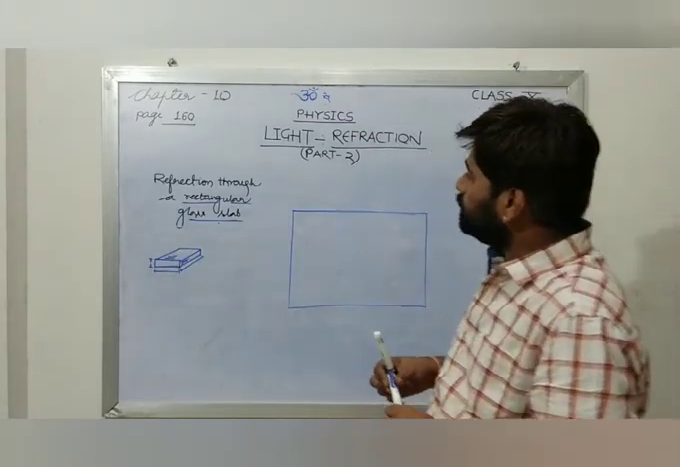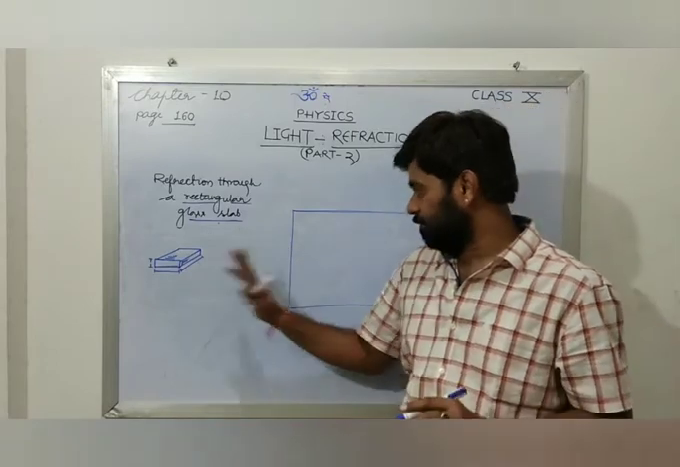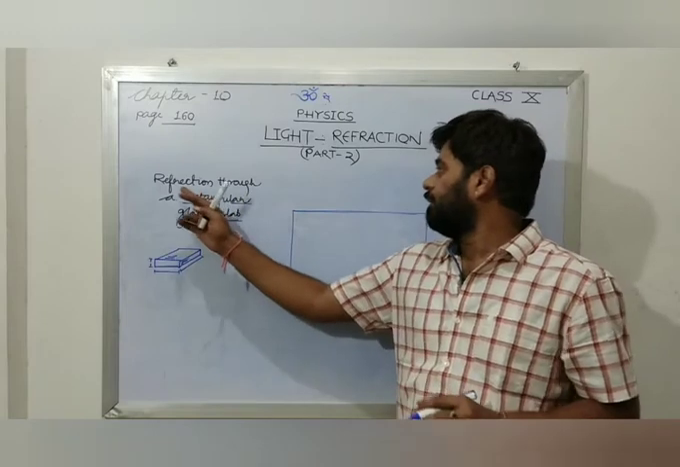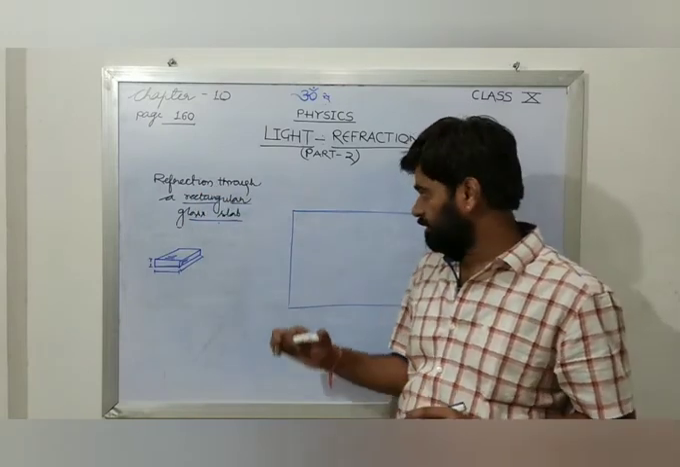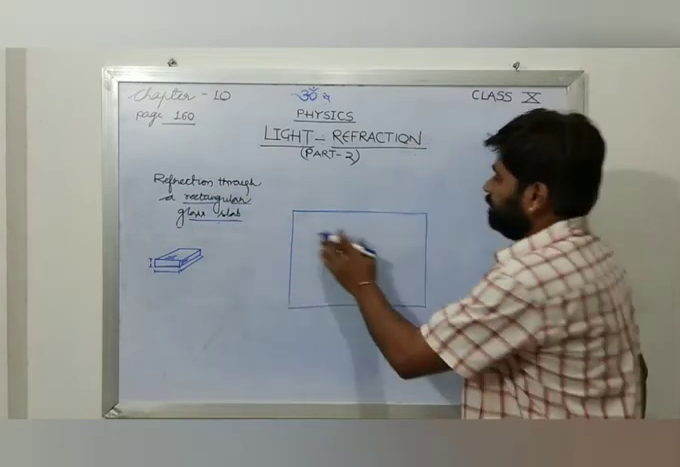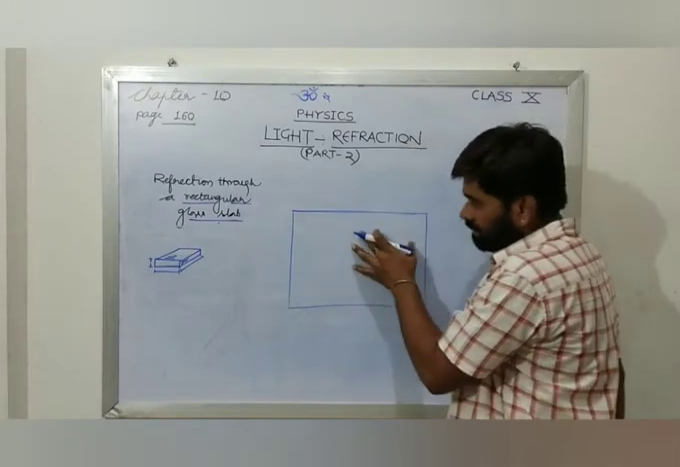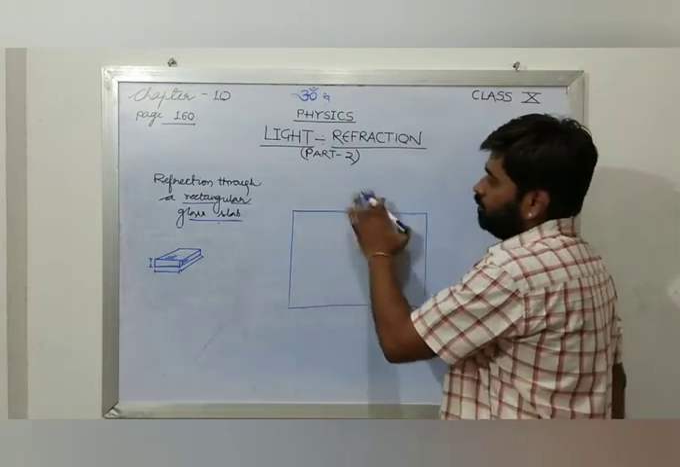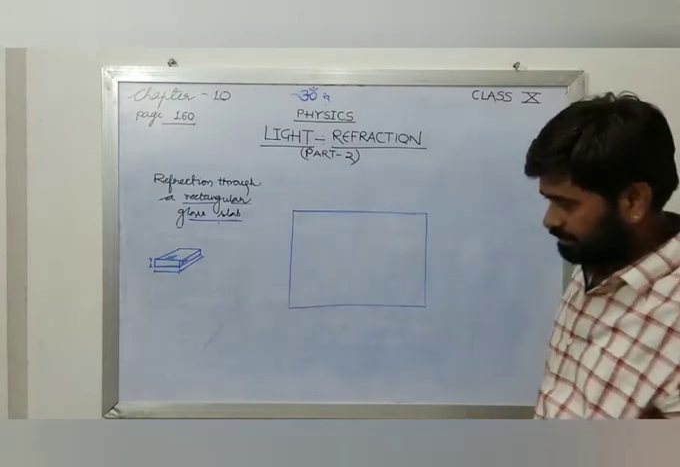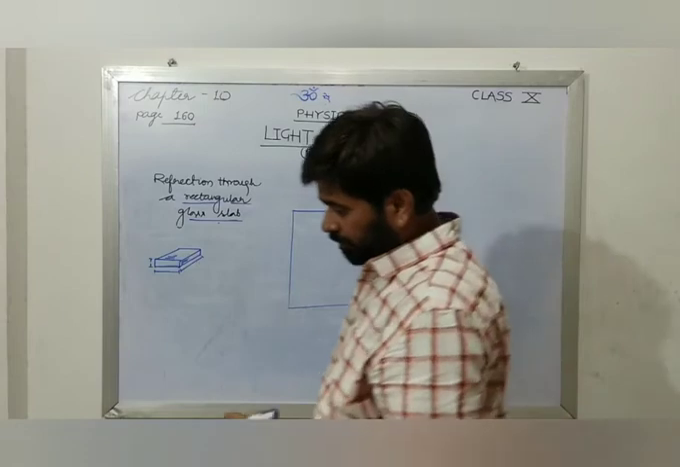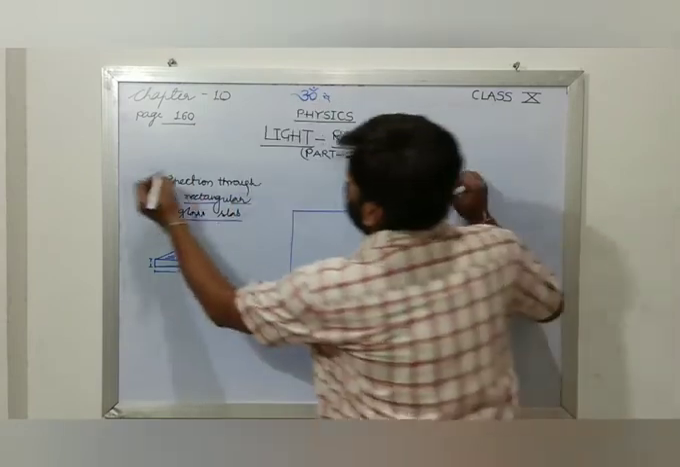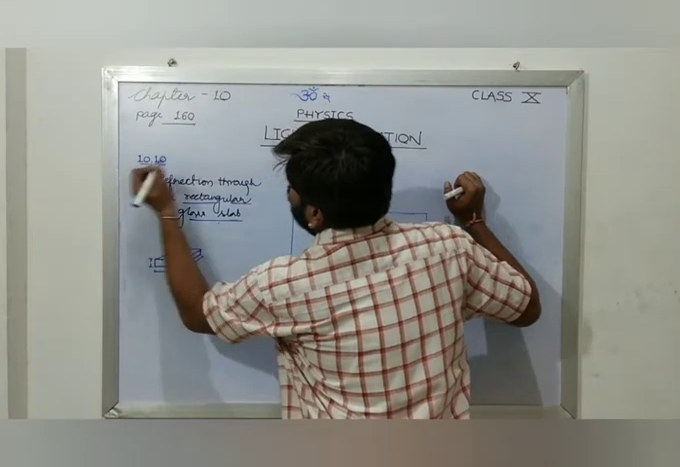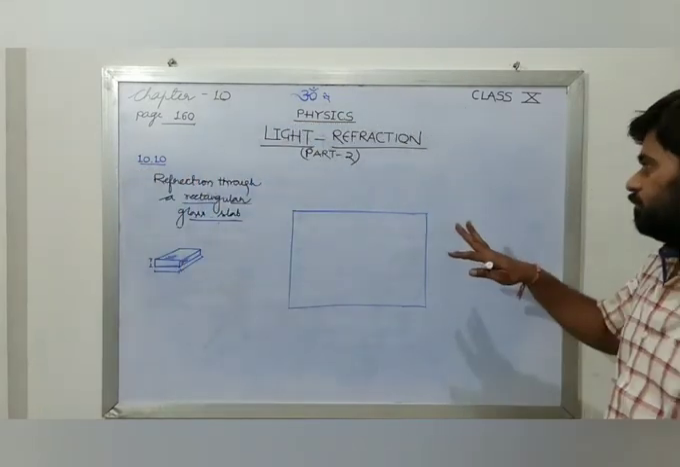So we are going to discuss refraction through a glass slab. As we have already discussed in a previous session, what is refraction. Now let us see what will happen when we put a rectangular glass slab in between the path of a light ray. This is activity number 10.10 of your NCERT. So what to do?